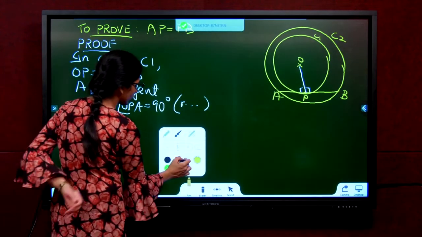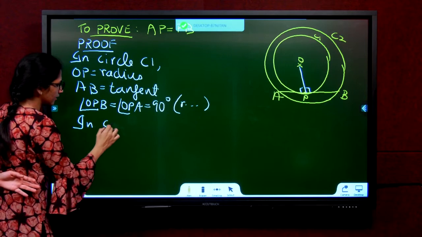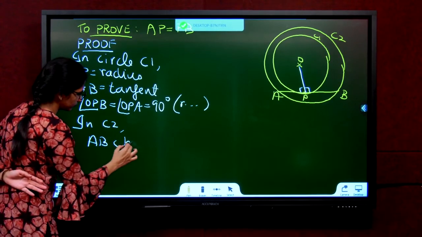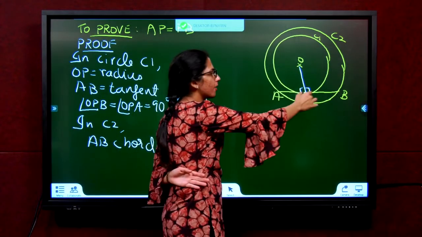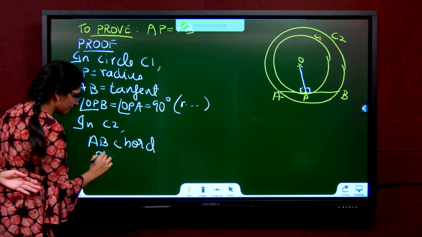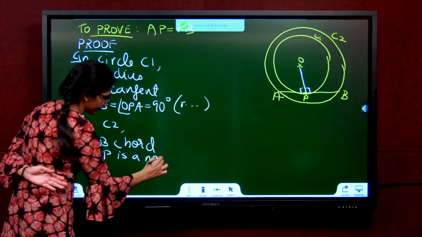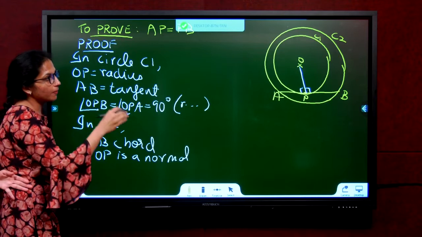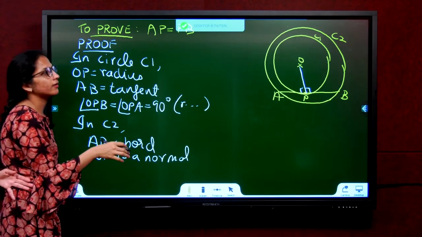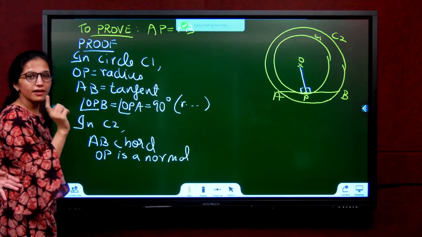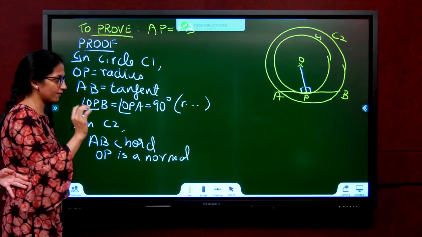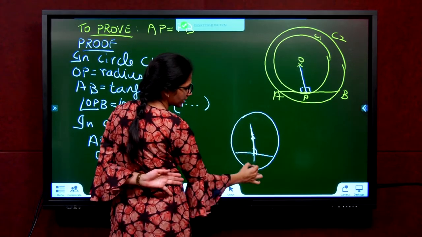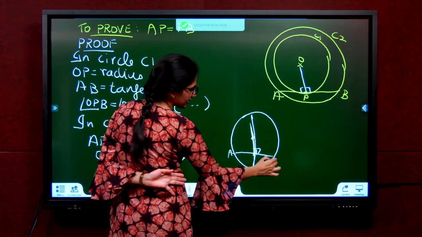Now in circle C2, AB is the chord and OP is a perpendicular or normal. Yes, OP is a normal or perpendicular, anything. We know that a perpendicular or a normal passing through the center bisects the chord. We have done it after the theorem. We have derived it and understood that if you have a chord and a perpendicular passing through the center, then this bisects the chord.